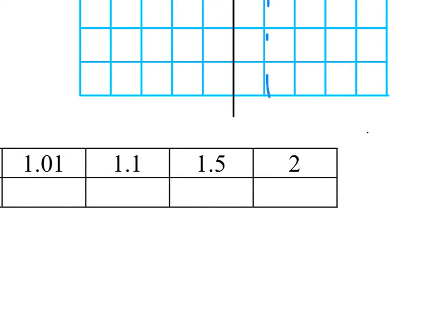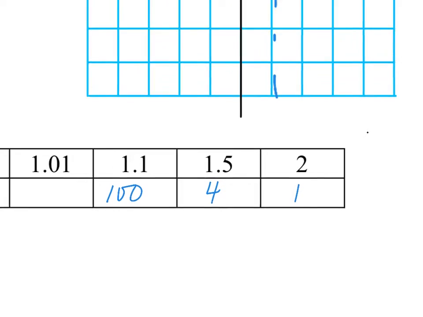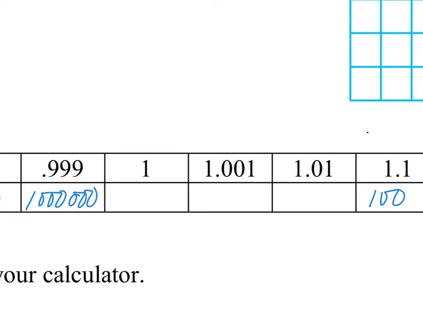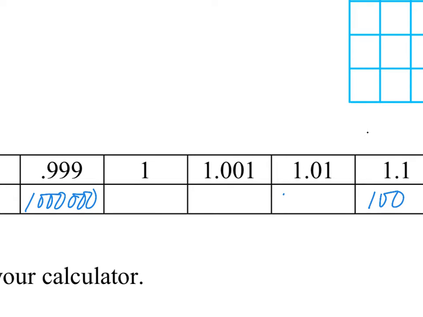Okay, let's go on the other side. As I come to 2, so alpha trace y1, 2, I get 1. I plug in 1.5, I get 4. 1.1, I get 100. 1.01, 10,000. 1.001, and it looks like I get 1,000,000 again. Okay?